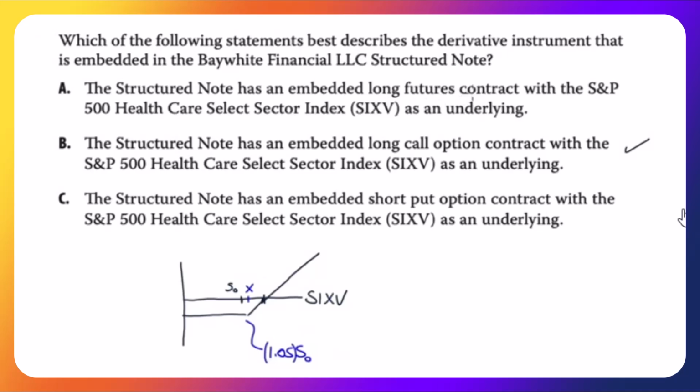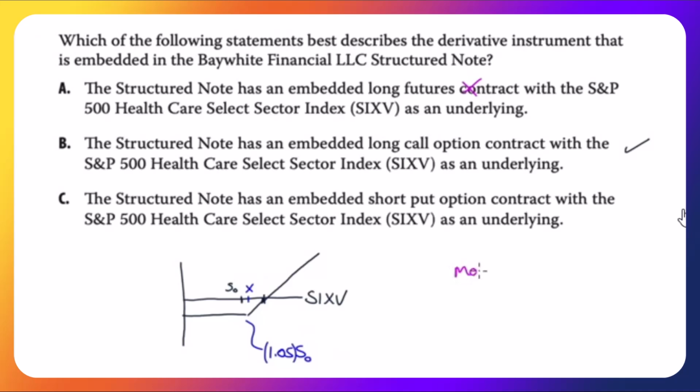Well, we know it's not a long futures contract because we can get 100% of everything that is 5% above the current price of the index right now. If it were a futures contract, that means the issuer, Bay White, would have risk on the left side of the distribution if the returns were negative. Our lowest amount that we can get is zero. It's either zero or we get some payoff.